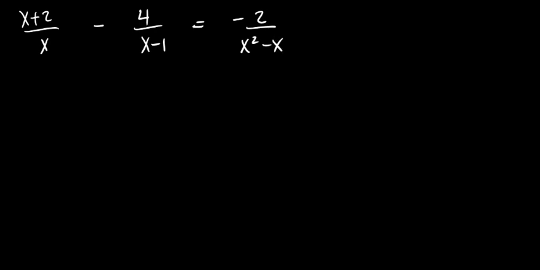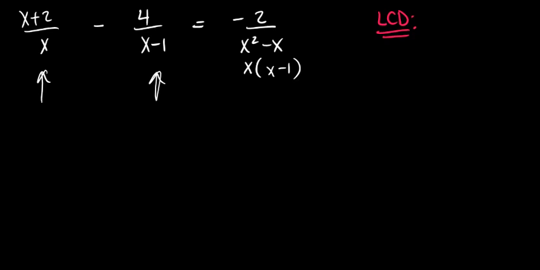So remember, the first step is always going to be to make sure that your denominators are factored. So this first denominator, there's nothing we can do to factor. However, this denominator we can factor out an x, and it leaves me with x minus 1. Okay, so next we're going to look for our least common denominator.